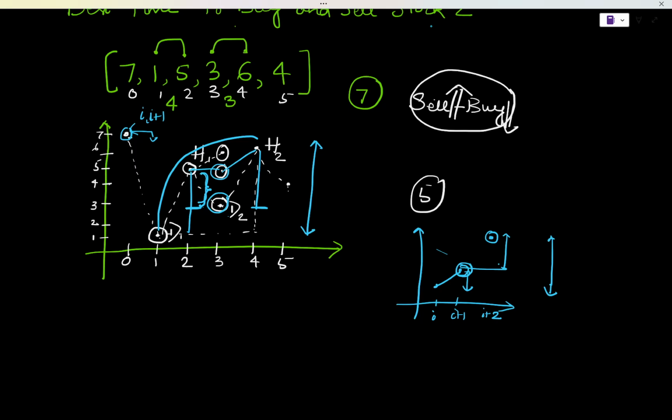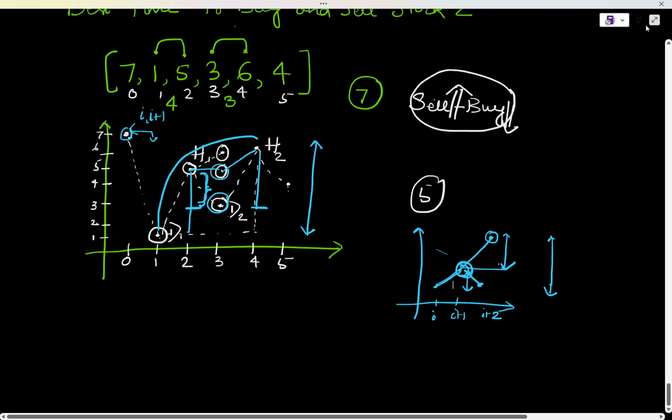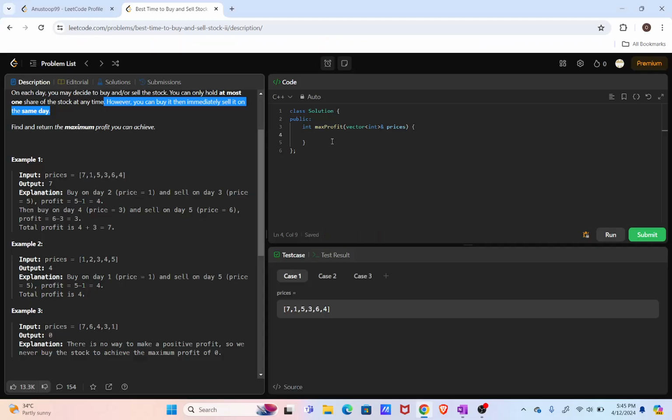Because in the end, every kind of difference would add up. Let's say it is a continuously increasing sequence, then it will add up. Or let's say there is another trough in between. If we take consecutive differences, we are actually gaining something, right? So that's the explanation for this, and we can quickly implement it in code. Code implementation is very simple. Let's go ahead and implement it.